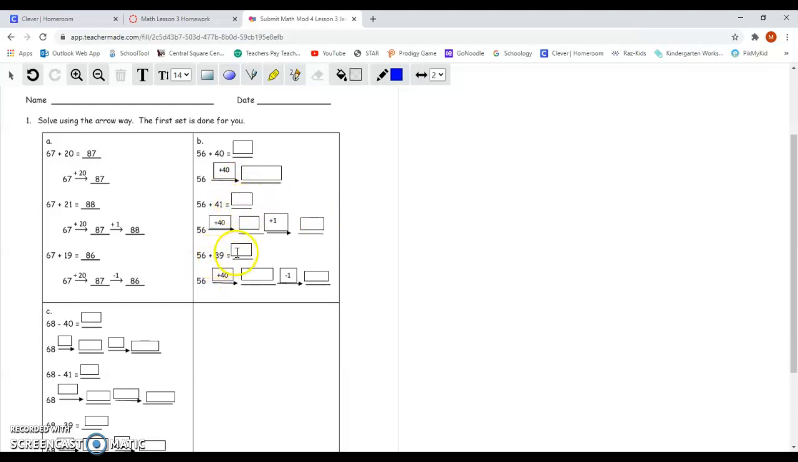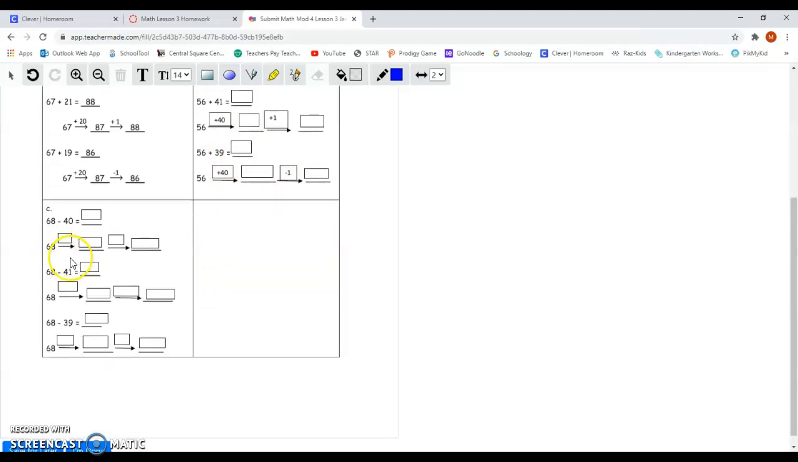56 plus 39 equals what? So the arrow way is 56 plus 40 is what? Then take this number and subtract 1 to get your final answer, to get the answer up here. And then down here, you're going to have to put in there what you're adding or subtracting.